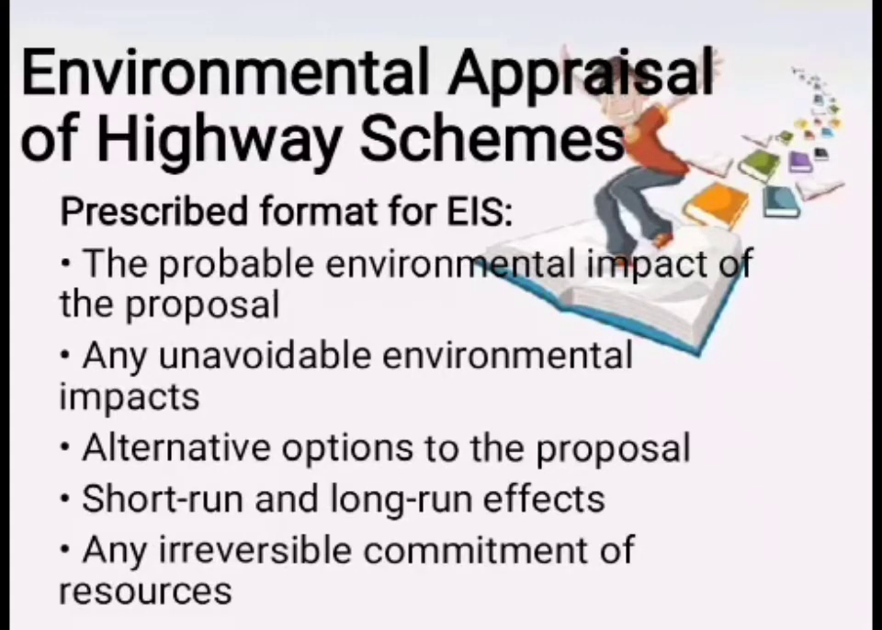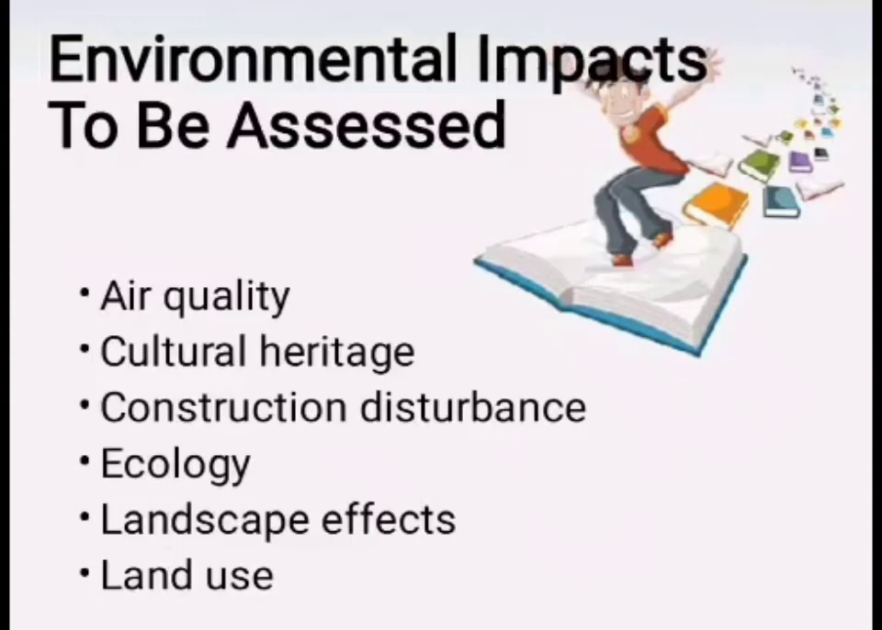Within the UK in 1993, the Design Manual for Roads and Bridges provided a format within which the environmental assessment of highway schemes takes place. For air quality, we are assessing the main vehicle pollutants, which are carbon monoxide, oxides of nitrogen, hydrocarbons, lead, and carbon dioxide. For cultural heritage, the demolition and disturbance of archaeological remains, ancient monuments, and the like.